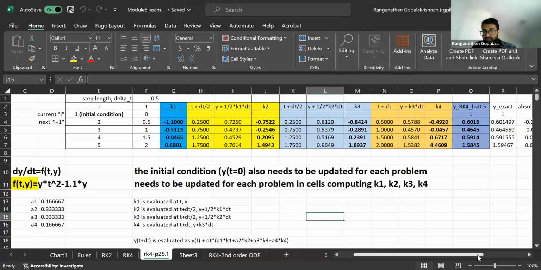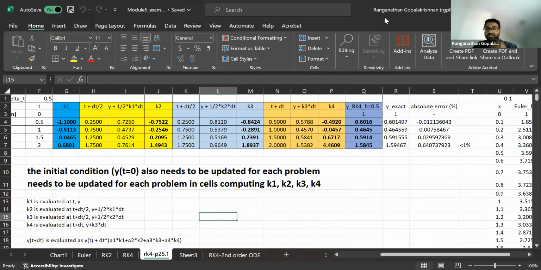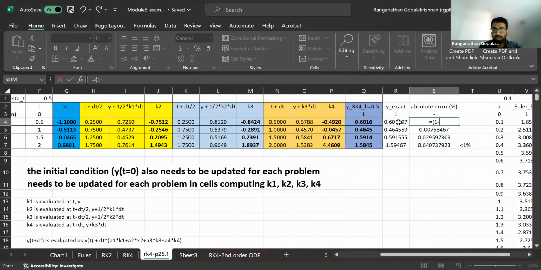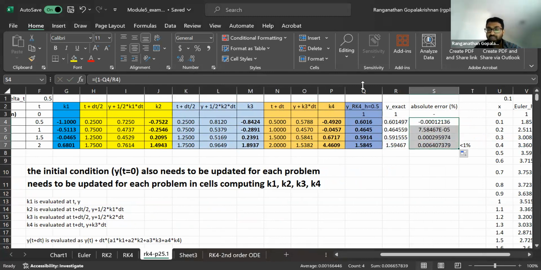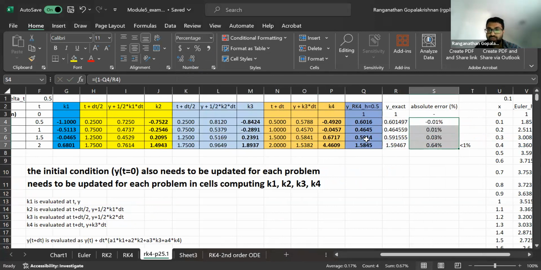All right. Here are the percentage differences. I computed that as 1 minus the RK4 solution divided by the exact solution. And then I want to express that as a percentage.